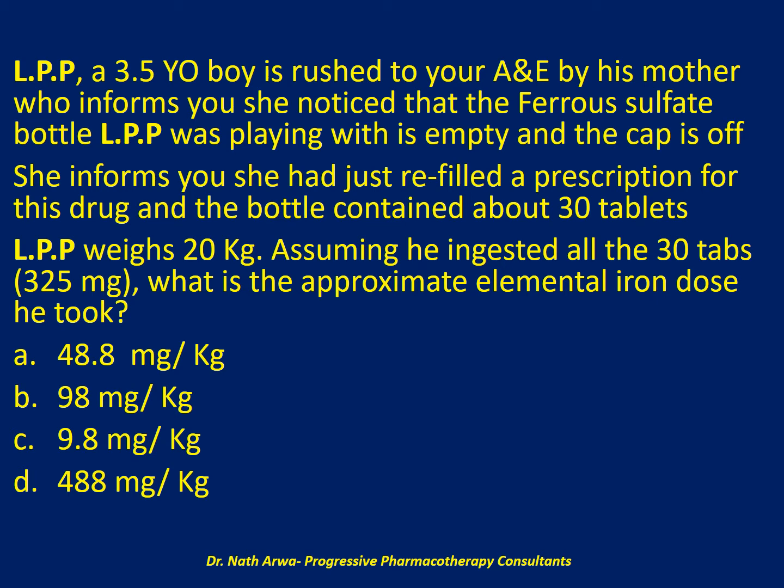Now, assuming he ingested all the 30 tablets, what is the approximate elemental iron dose? Remember, the tablets are 325 milligram tablets. So what is the approximate elemental iron dose Master LPP took? Is it 48.8 milligrams per kilo? Is it 98 milligrams per kilo? Is it 9.8 milligrams per kilo? Or is it 488 milligrams per kilo? I'll give you 10 seconds to choose the correct answer after computation.